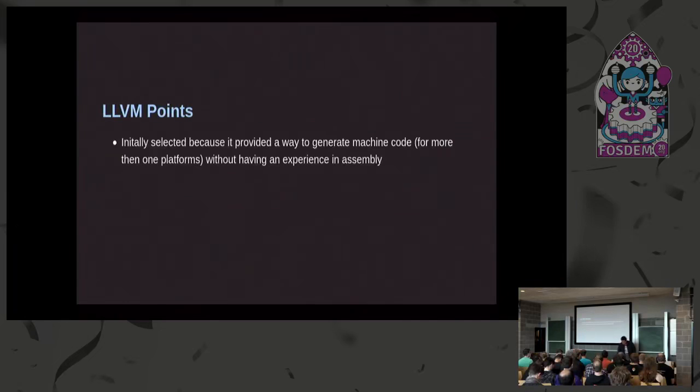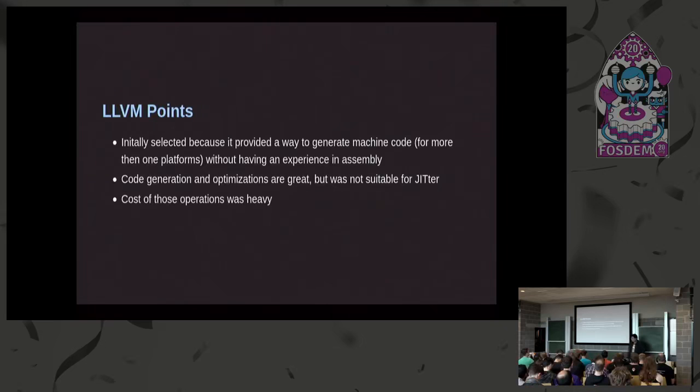Some LLVM points about this. They initially selected LLVM because they didn't want to generate assembly code for every machine target. LLVM was easy. The optimizations and code generation were great, but in 2009 it wasn't directly suitable for JITing, and the cost of compiling was so heavy. Without collecting runtime data, it is hard to optimize. They were collecting it, but they learned this later, so they spent some time trying to do it without collecting runtime data.